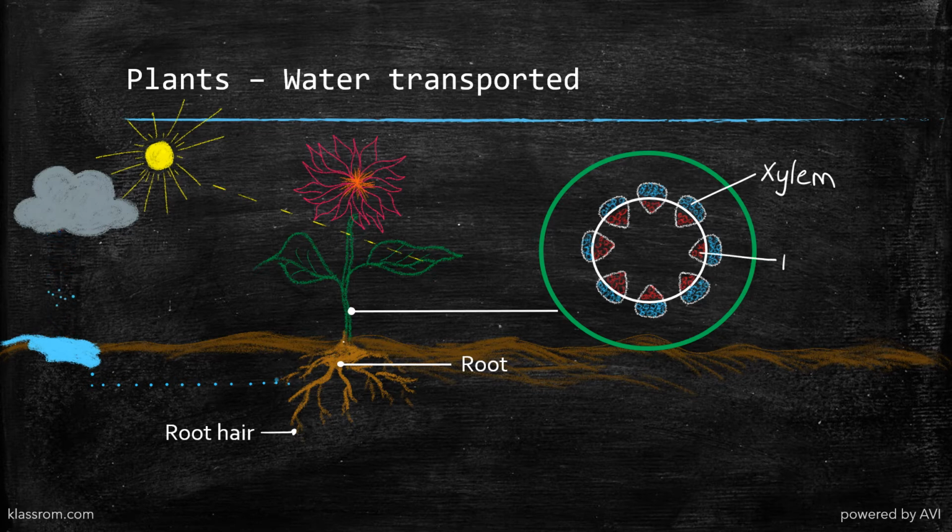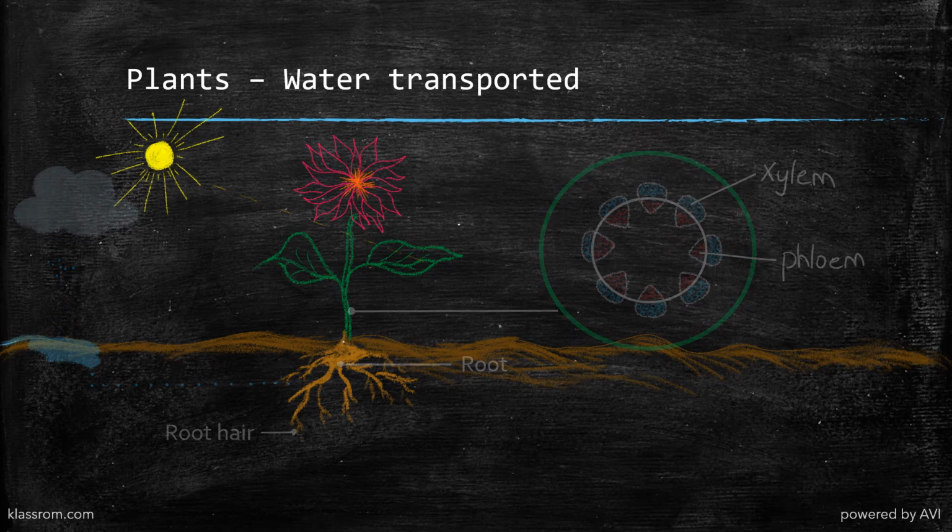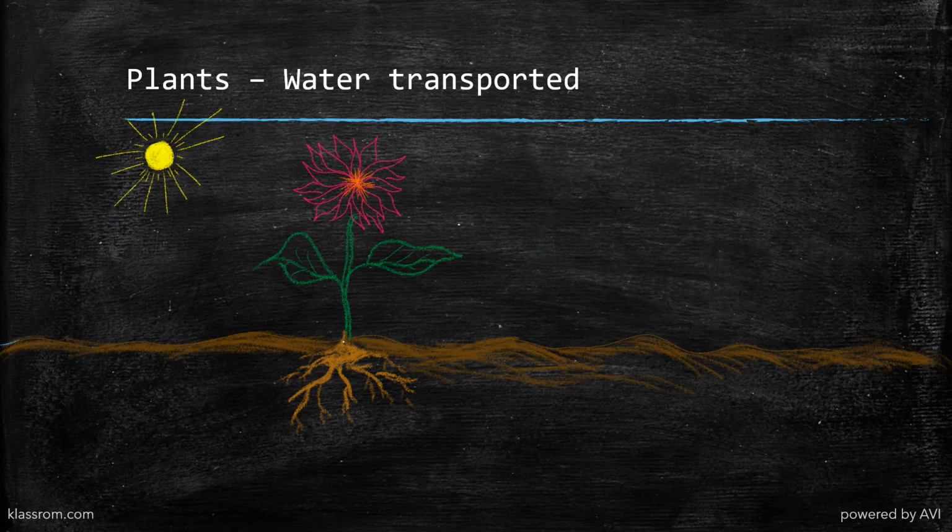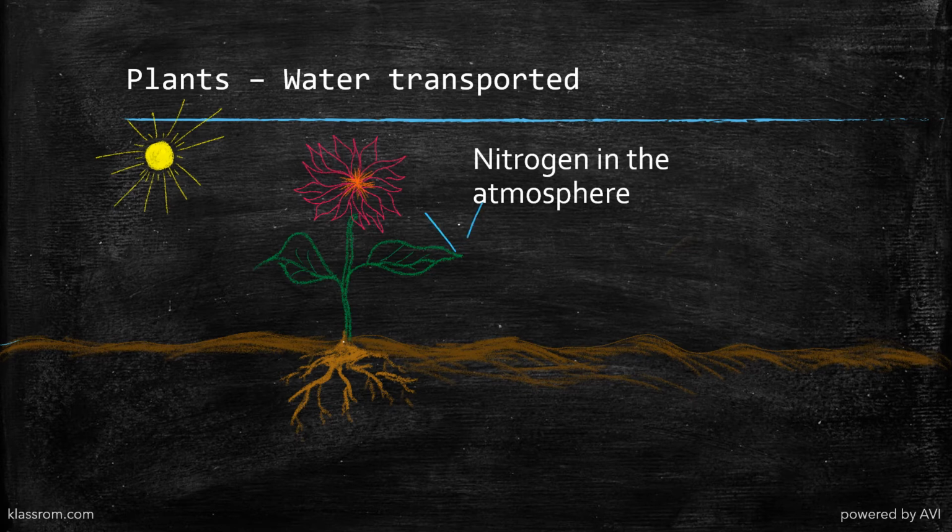Once the food is ready in the leaves, the food is transported to the rest of the plant via phloem. Apart from carbohydrates, plants also need protein. And proteins generally are made of nitrogen. Nitrogen in the air is not consumable by the leaves. So how do the plants survive then?